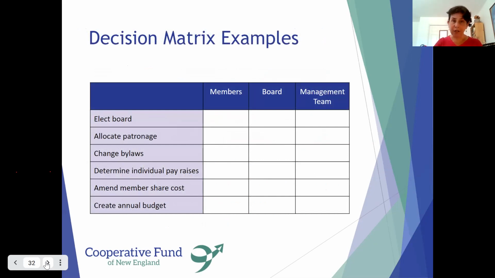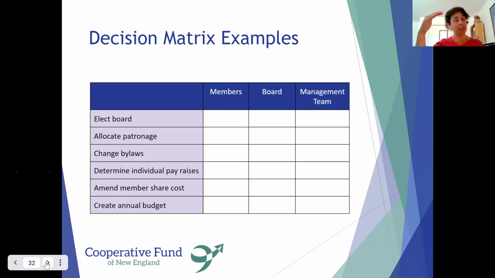One tool that a lot of co-ops use to get clear about this stuff is a decision matrix. So basically, you grid out who are the decision makers. Do your members make certain decisions? Your board, your management team? Maybe you want to take it even a level down from that and say departmental teams or functional teams.